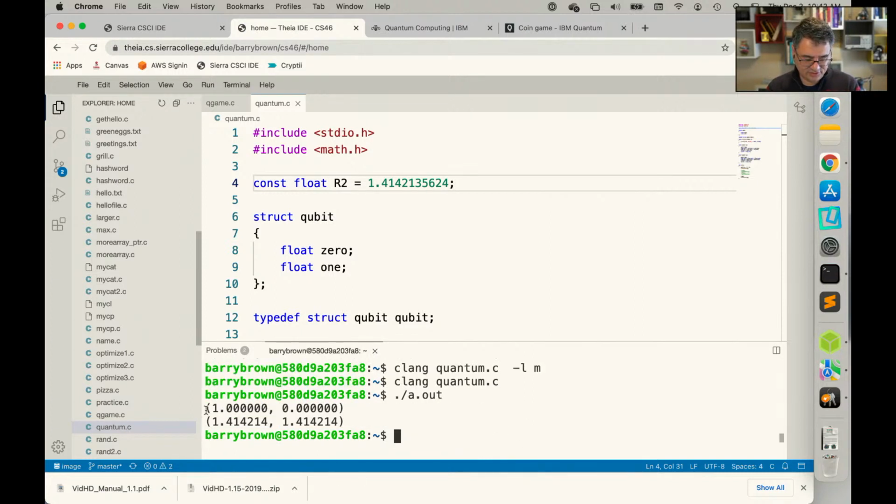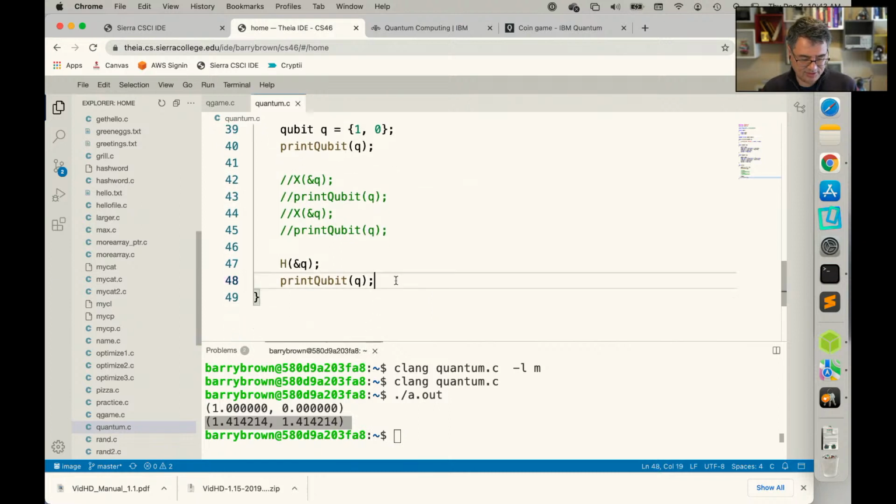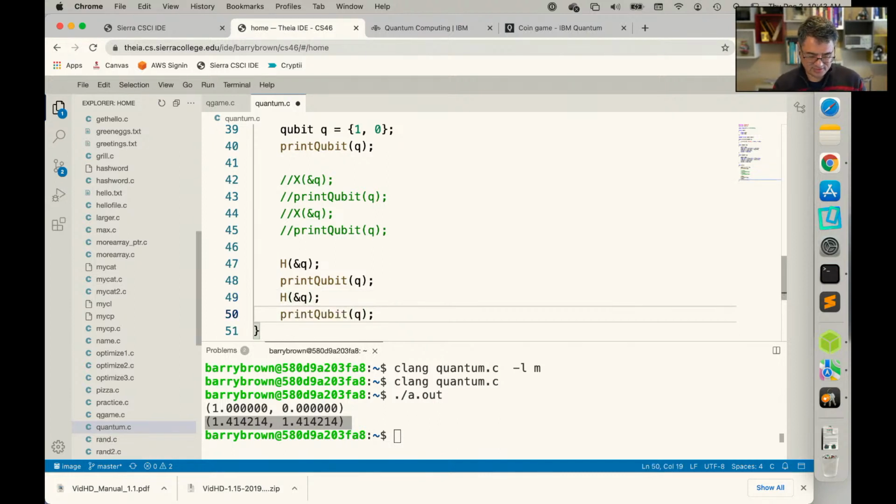Okay, so we started out with our 0 qubit, and we ended up with the qubit being in a superposition. So it's halfway in between the 0 and the 1, which is good. Okay, so what do you think is going to happen if we apply the H operation to that qubit now? It's going to go to the negative position. All right, let's see. Well, that didn't work out the way I wanted.